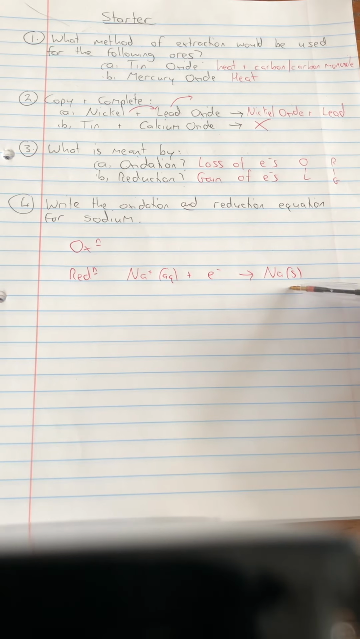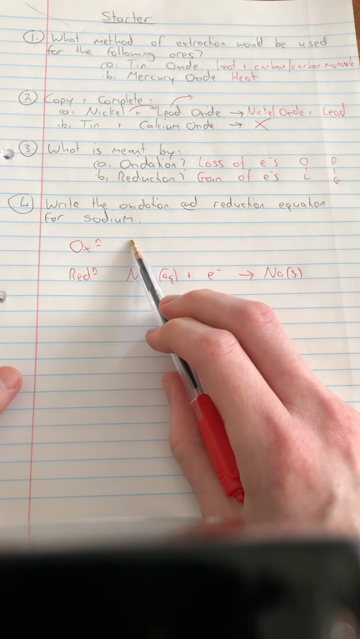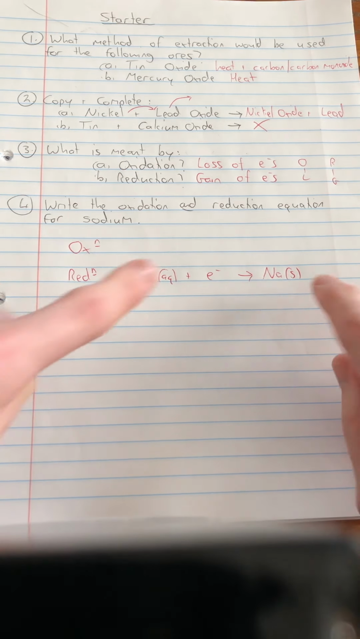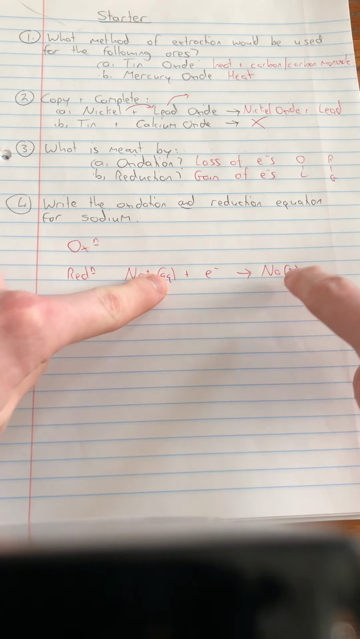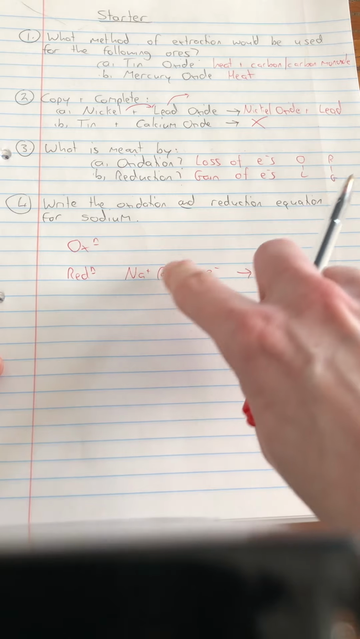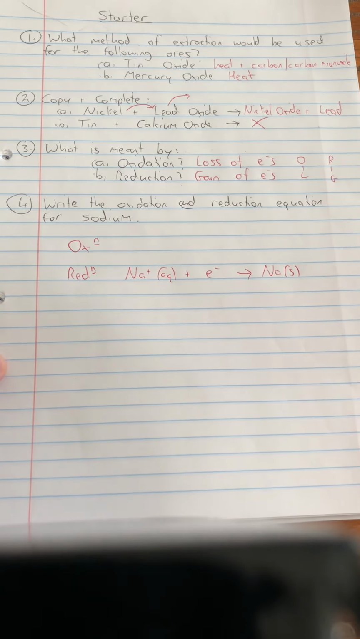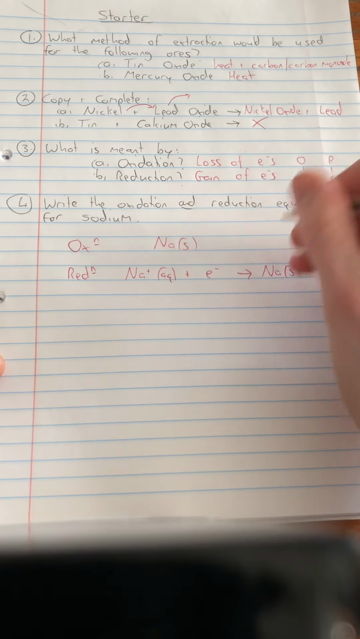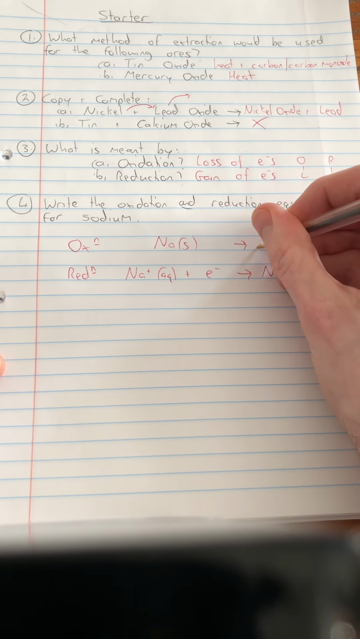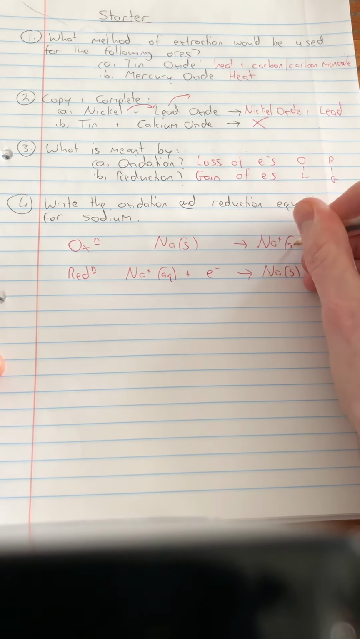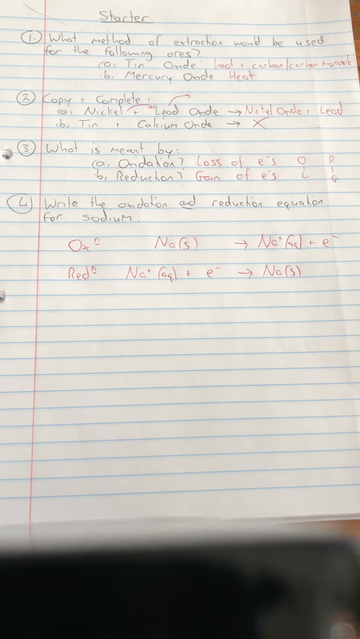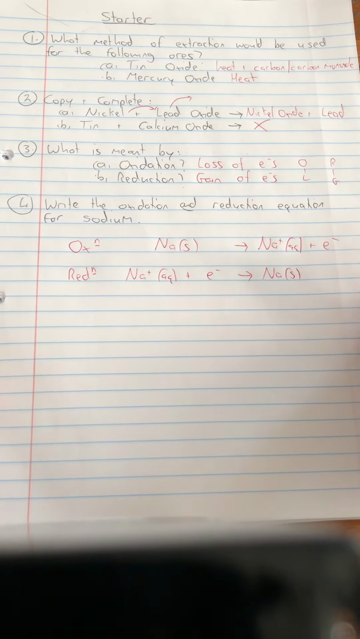Now for oxidation, all you need to do, remember what I said, is flip the reduction. So the products become the reactants and the reactants become the products. So for this one, this would be Na solid going to Na+ aqueous plus e-. And that's it. That's all it is.